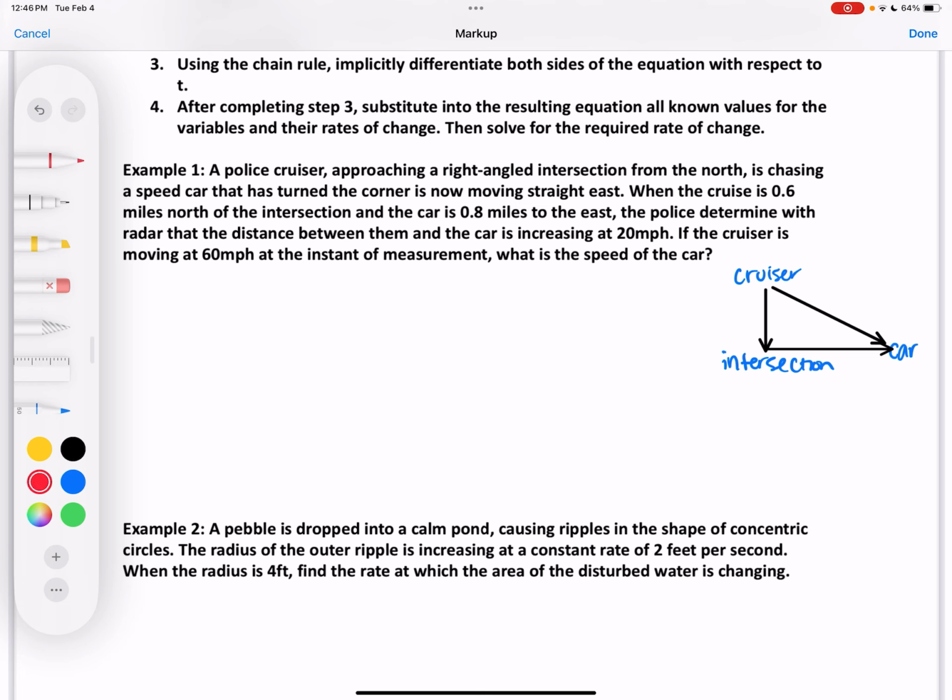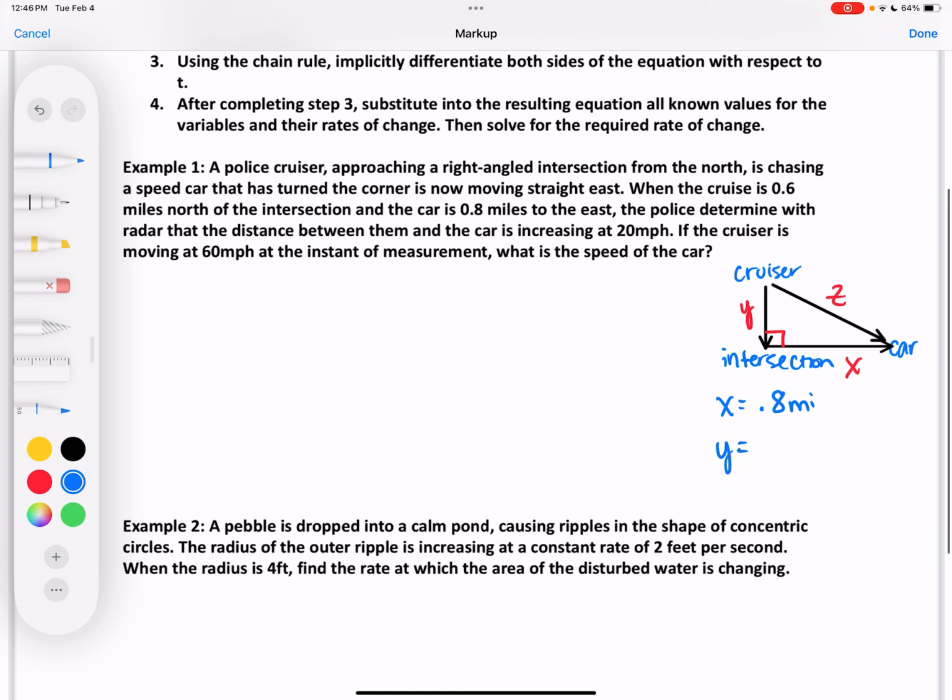All right, so we've got a right-angled intersection. This is Y. This is X. This is Z. Typically end up using Z for these kinds of things, but it just depends. All right, so gonna write down stuff that I know and figure out what I'm trying to solve for. So X is 0.8 miles to the east, so 0.8. And then Y is from the north, 0.6 miles.